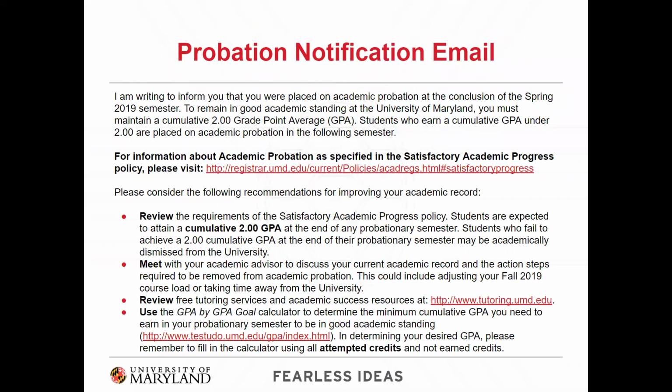This is an example of the probation notification email. Students are informed that they were placed on academic probation at the conclusion of the semester, and they are told that to remain in good academic standing at the university, they must maintain a cumulative 2.0 GPA. They're told to go to this link in order to read the Satisfactory Academic Progress Policy, and they're asked to consider the following recommendations to improve their academic record.